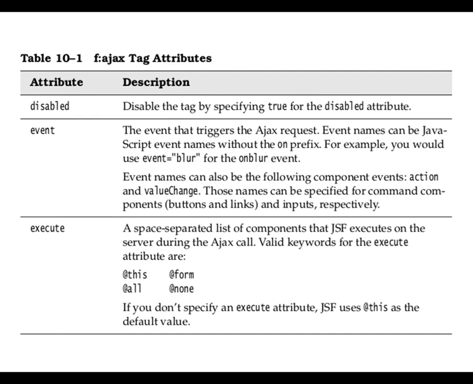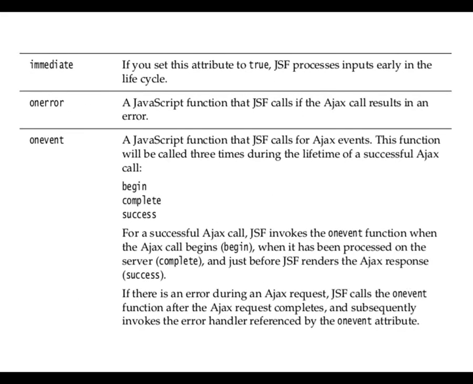Event, that's the set of events. Execute, I mentioned before. And actually, I may have this come up some other place. You have those @ shorthands. @this means this particular component you're in. @form means all the components in the form that I'm in. @none means none, if you want to turn it off somehow. And @all means in every component on the entire page, okay, in any form. All right. What else we got here?